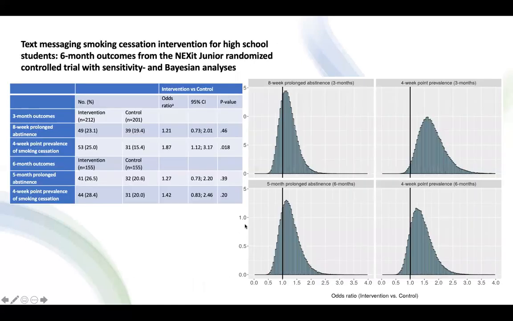Let me show just another example. This is a smoking cessation intervention among high school students in Sweden. And we did Bayesian analyses as well as p-value analyses. I just want to show you what it might look like in a paper. So we don't have to go through the details, but you see the distributions there. We plot them. You can look at the distribution and you see how much mass is to the right or to the left of 1, and it gives you immediately an idea of the probabilities of effect here.